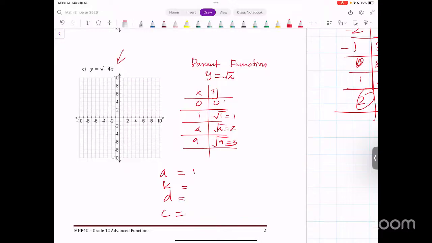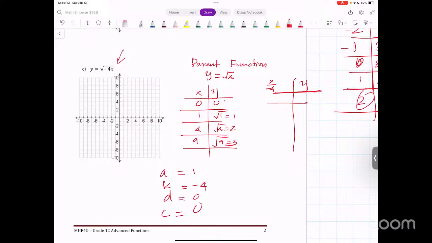K would be -4. Correct. What's the value of D? D would be 1. D is 0, Z is 0. So we're going back to the mapping notation here: x over K, x over -4 plus D, that's good enough. AY plus C, A is just 1Y.